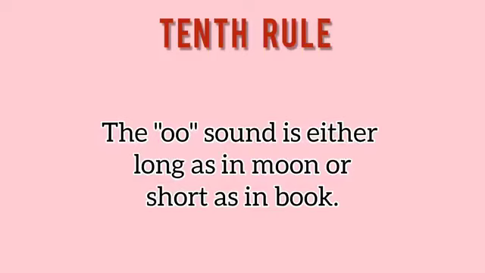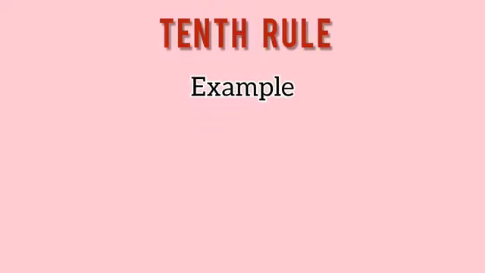The 10th rule is the OO sound is either long as in moon or short as in book. In the 8th rule we had 2 different pronunciations; this time we don't have 2 different pronunciations. Rather, we have 2 different durations or lengths for the vowel pair. Here are some words with vowel pair OO that have the same length as heard in moon, or long OO sound.